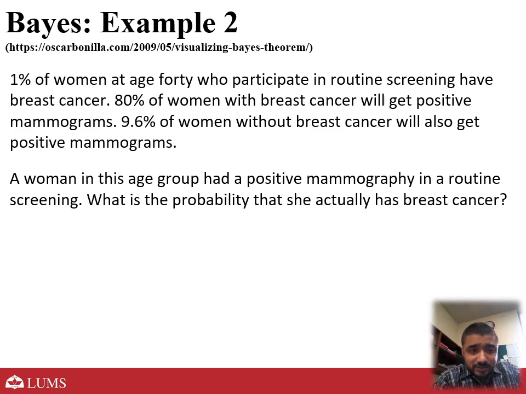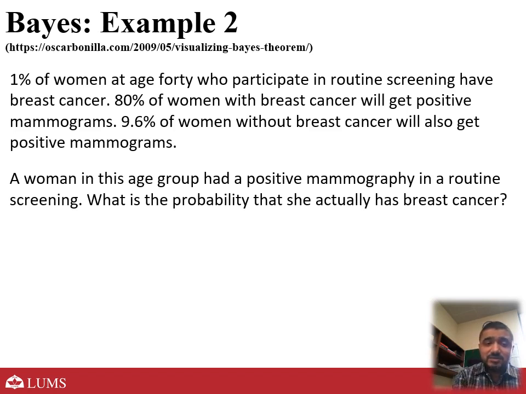All right, so here's the statement. 1% of women at the age of 40 who participate in a routine screening have breast cancer. 80% of women with breast cancer will get positive mammograms. So mammogram is the test with which breast cancer is diagnosed. So let's say 80% of those who have breast cancer get positive mammograms. 9.6% of women without breast cancer will also get positive mammograms. So false positives: 9.6% of women will be false positives, and the 80% will be true positives.